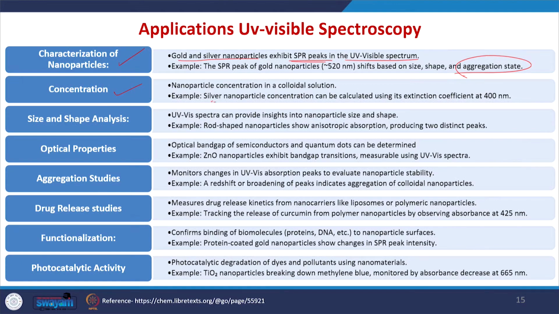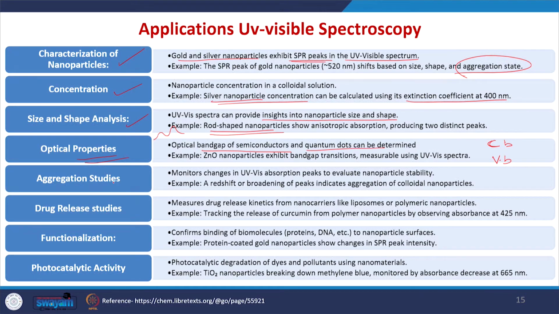For example, we can calculate the silver nanoparticle concentration using its extinction coefficient at 400 nanometer, and we can also use it for analyzing the size and shape. So, this UV-visible spectra can provide insights into the nanoparticle size and shape. For example, if you are having rod shaped nanoparticles, as I told you, you get two peaks, one for the transverse, one for the longitudinal. We can also use it for understanding the optical properties. So, the optical band gap of semiconductors and quantum dots can also be determined. So, we can measure the band gap between the conduction band and valence band.